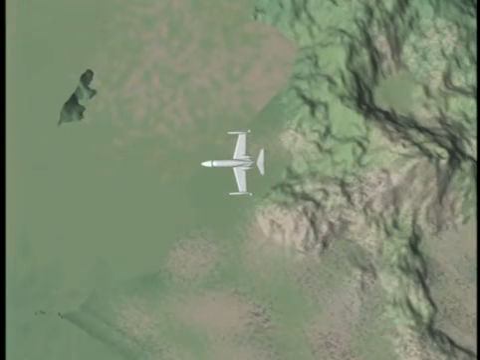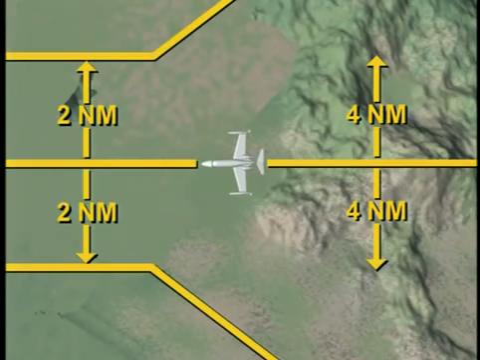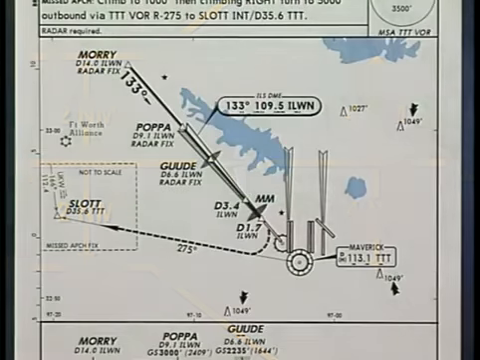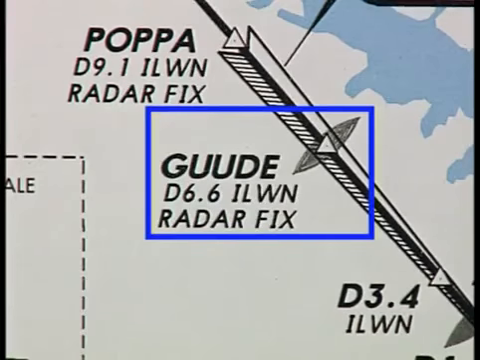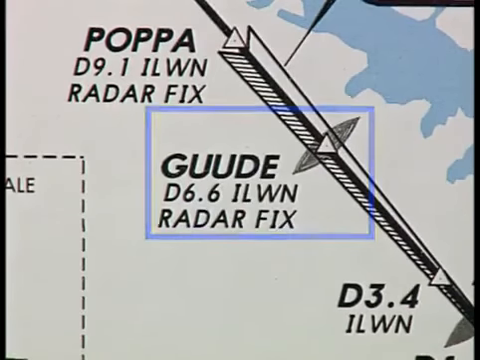The width of this segment tapers from 4 nautical miles on either side of the course at the start of the segment, down to as little as 2 nautical miles at the final approach fix. The final approach segment begins at the final approach fix. On a precision approach, this is the point where you intercept the glide slope at the minimum glide slope intercept altitude. This interception usually occurs near the outer marker, which in this case is Good.